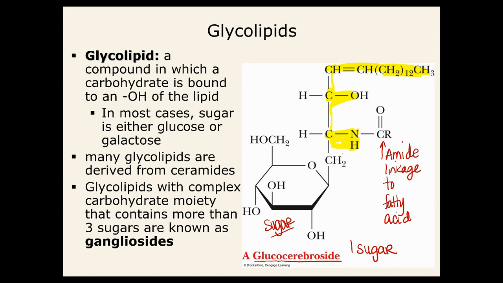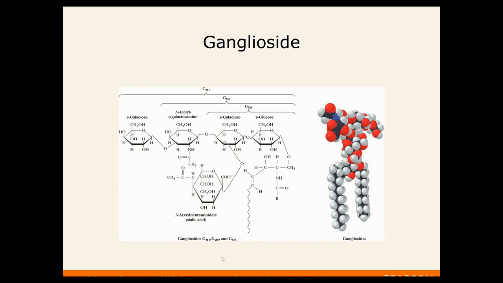Okay, and so that cerebroside would have one sugar. And then you can have very complex carbohydrates attached. And those guys are called gangliosides. So when you have more than 3 sugars, those are gangliosides. Let's see if there's a pic on the next one. So things start to get really crazy looking on these structures.